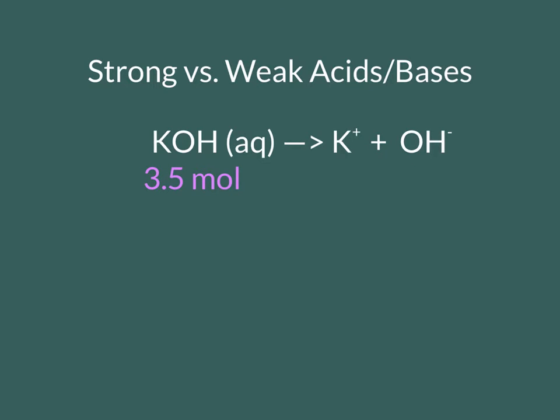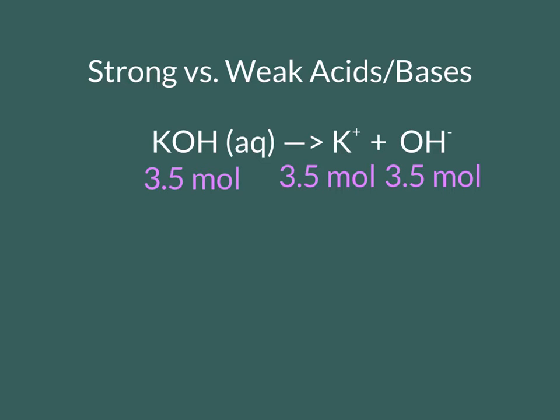So take a look at this example. We have potassium hydroxide, a strong base, and it dissociates into potassium and hydroxide ions. If I have 3.5 moles of my KOH, my potassium hydroxide, how many moles of potassium ions and hydroxide ions am I going to be left with after the complete dissociation of my potassium hydroxide? Pause the video, take a moment to think about it, and then hit play when you're ready to check your answer.